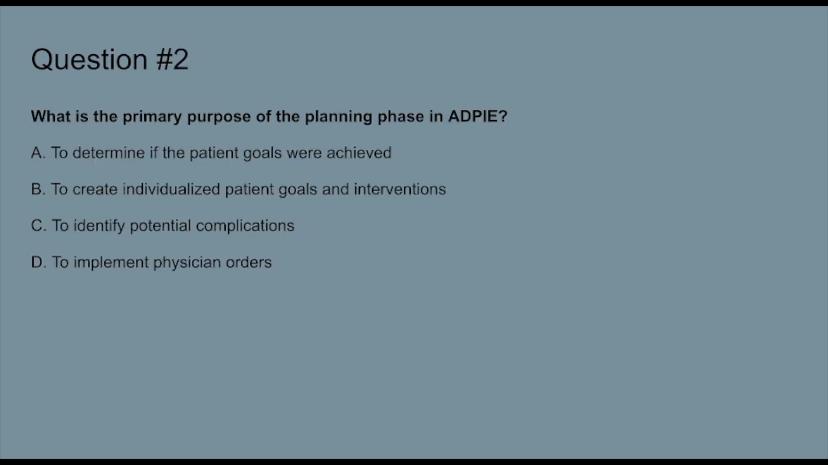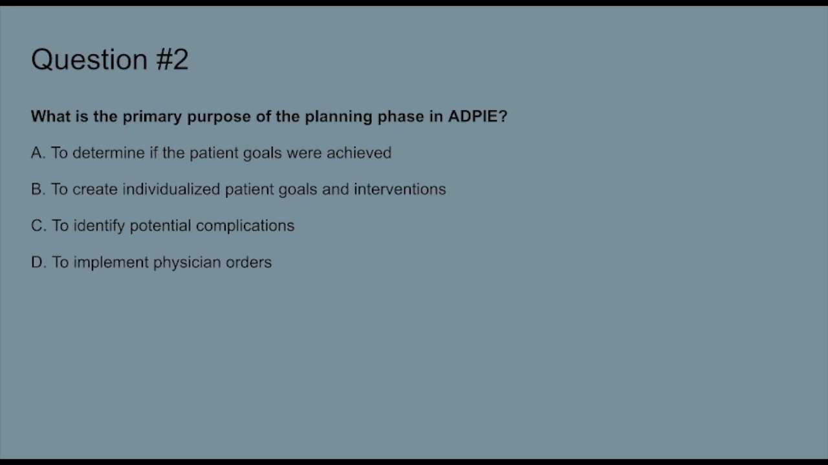Question number 2. What is the primary purpose of the planning phase in ADPIE? So we have A, to determine if the patient goals were achieved. B, to create individualized patient goals and interventions. C, to identify potential complications. Or D, to implement physician orders.